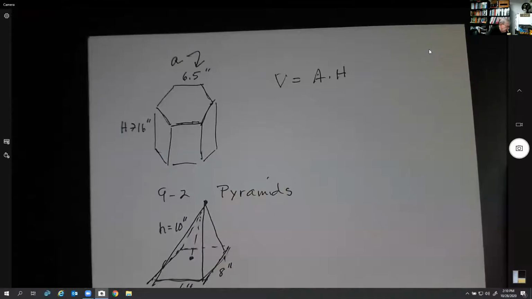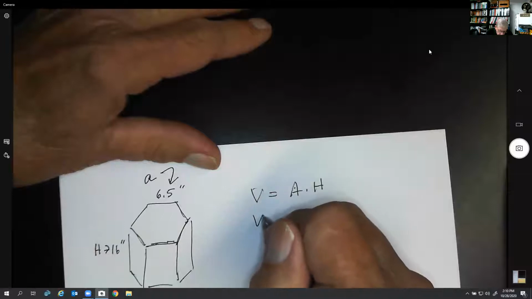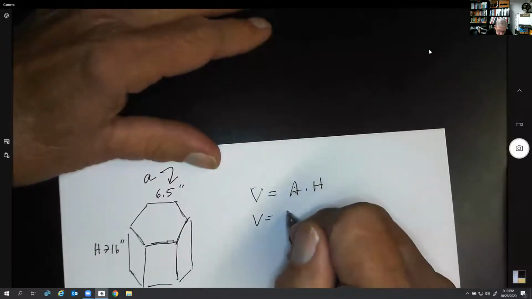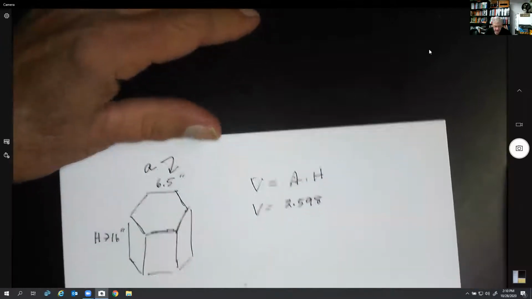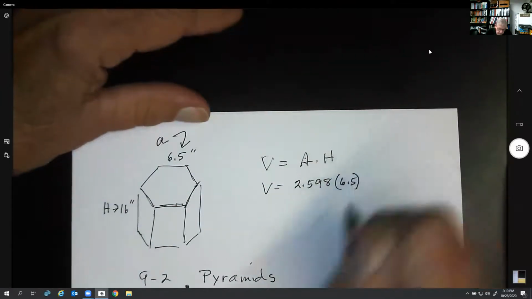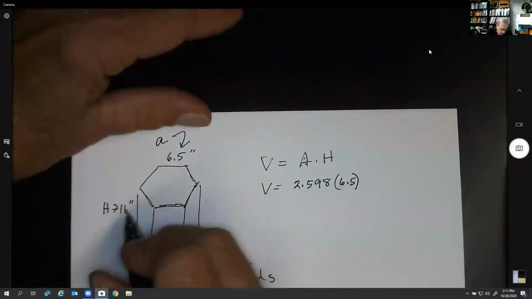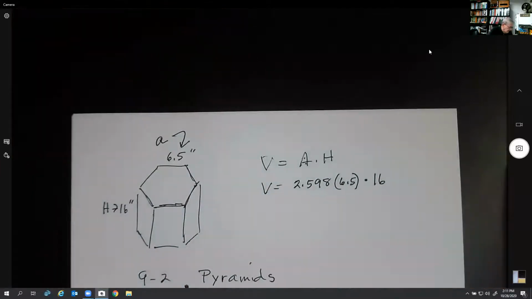So I think, in fact, I kind of remember it. The volume is equal to, the area is 2.598, I think, times the side, 6.5. And then we're going to multiply that times the height. I'm going to double check that formula just to make sure, but I'm pretty sure that was the formula we were working with. Let's see, I had this, and I lost it.